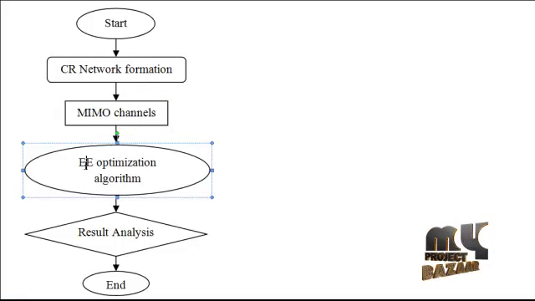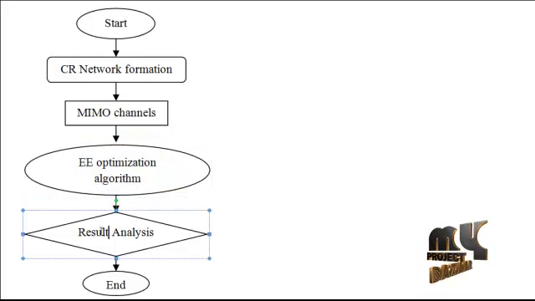Next we go to the EE optimization, that is the energy efficiency optimization algorithm. It is used for finding the best solutions. From this we overcome the power allocation problem. First of all, what does power allocation mean? It is the act of allocating, or the state of being allocated. From this we improve the energy efficiency. Then finally we display the values of the energy efficiency algorithm and compare the results.